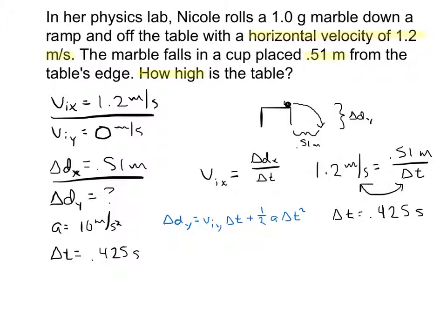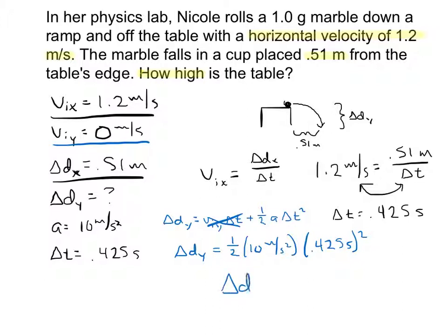Now, in this case, our Viy is 0, so that can go goodbye. And we've got delta dy, or the height of the table, equals 1/2 times 10 meters per second squared times 0.425 seconds squared. Now it really gets somewhat easy. All we have to do is multiply 1/2 times 10 times 0.425 squared. Remember to square that 0.425 before you do anything else. And we should get delta dy equals 0.91 meters.